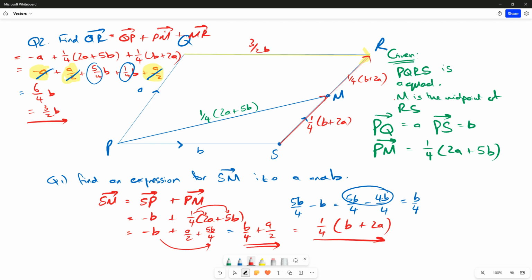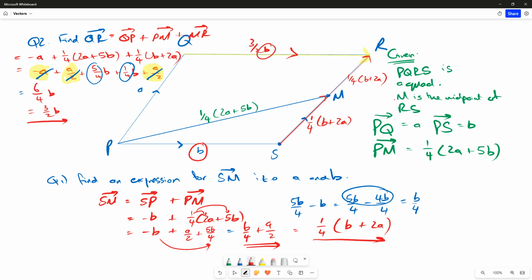And then question 3 says, describe the quadrilateral PQRS, justifying your answer. Well, we can definitely see that because this has a b in it and this has a b in it, those two have to be parallel. But they're different magnitudes. Which means that when you have two parallel sides and two non-parallel sides, then we're dealing with a trapezium.